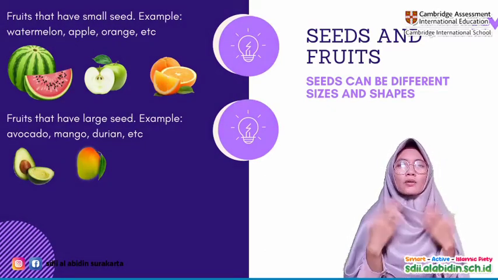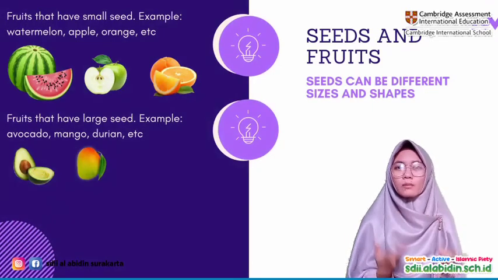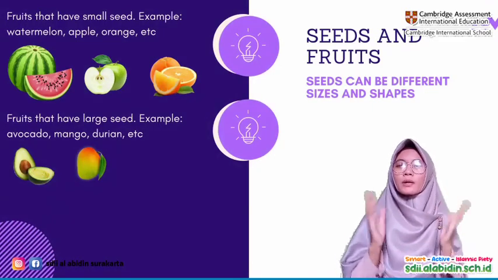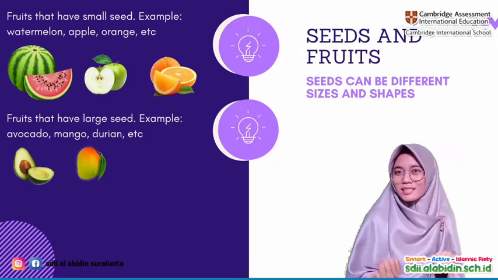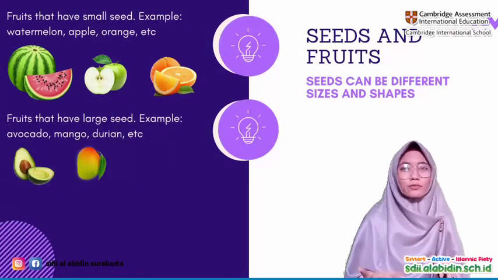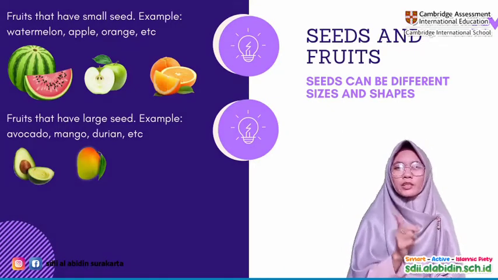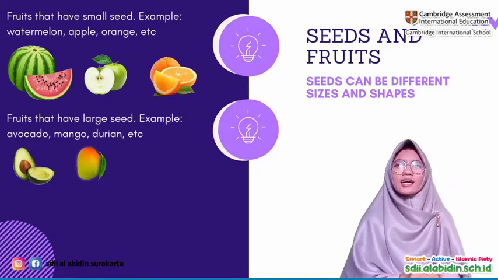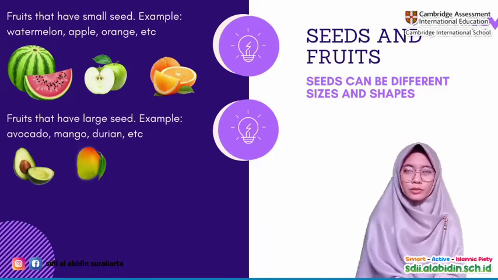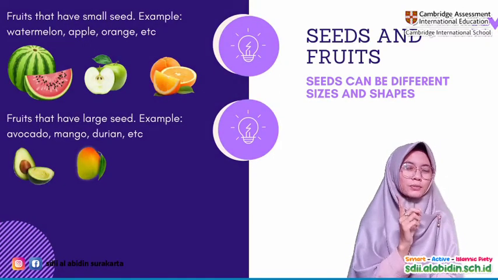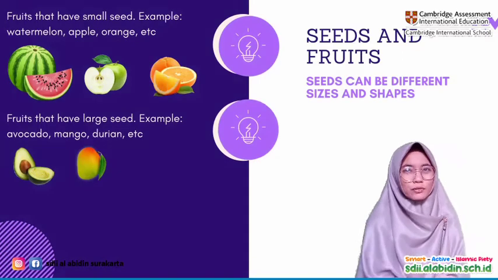It shows how great Allah is, because Allah can create so many kinds of fruits, and different sizes and shapes of seeds and fruits also, right? That humans cannot do. While you are eating the fruits, you must find a seed inside the fruits.